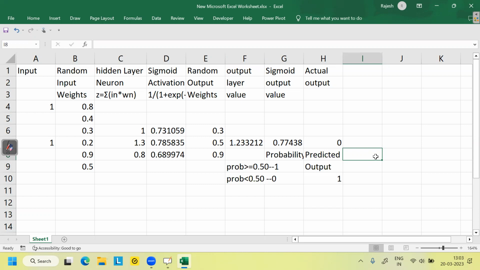One by 1 plus e to the power of minus z. Sigmoid is the same, no? 1 by 1 plus e to the power of minus z.